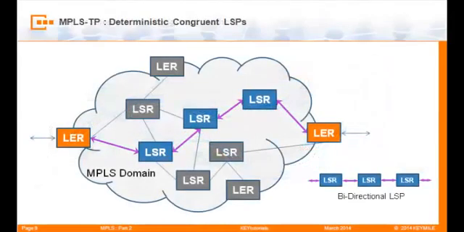So MPLS-TP gives us confidence that we know for sure the route that our traffic is taking, and it's guaranteed that the reverse path is the same as the forward path. So in a phrase, we've got deterministic, congruent LSPs. Now, I said before there were 3 features of IP MPLS that must not be available in MPLS-TP. So let's take a quick look at why.